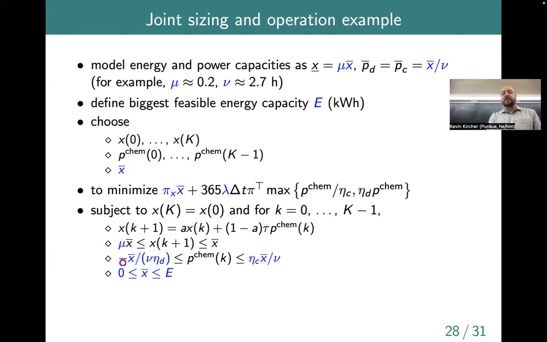And then we additionally say, okay, we're going to constrain this X to lie below the maximum value E. So you can't put in an infinitely big battery. You only have so many square feet to work with. Okay, questions about this formulation?